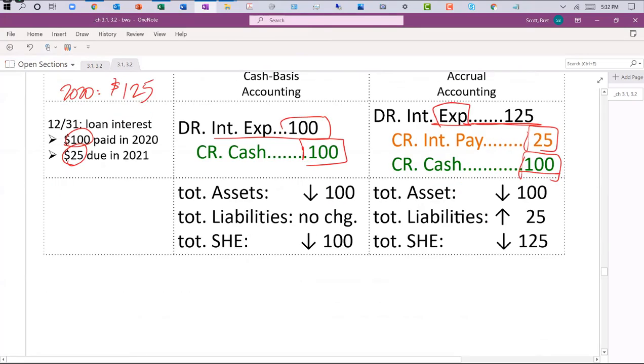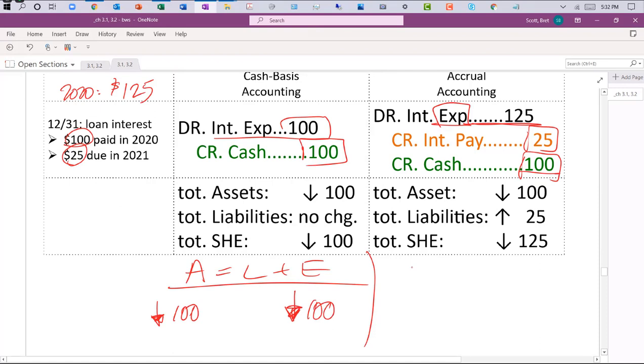So down below, you can sort of see that under the accounting equation, a cash basis person would see a decrease of 100 from cash and a decrease in equity due to the expense of 100. But that's not really what happened.